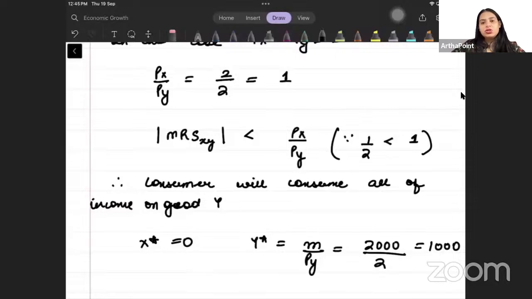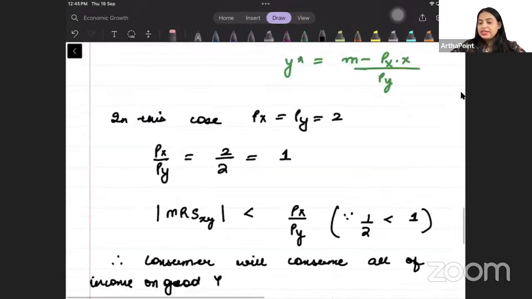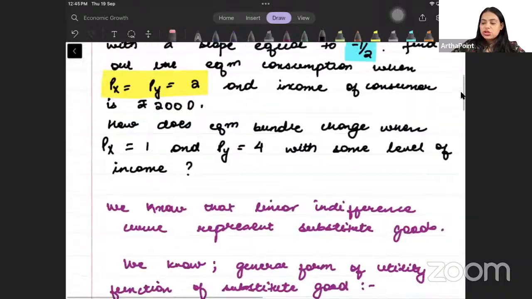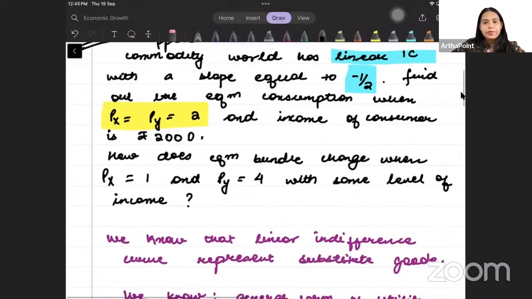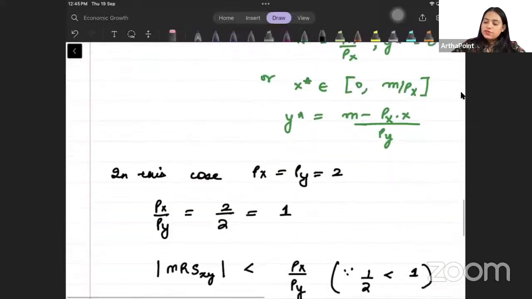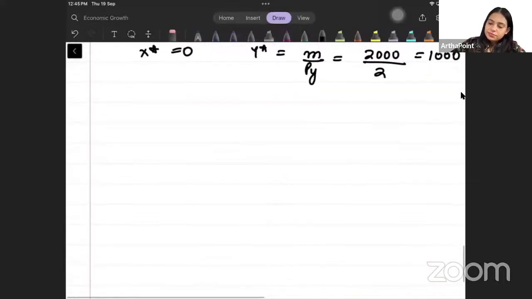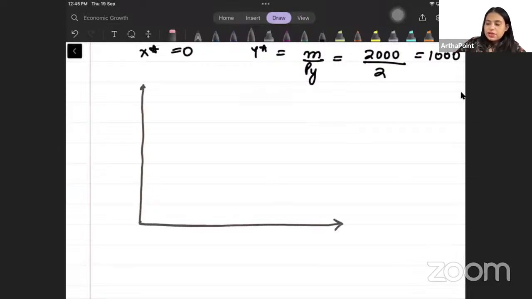So you need to make sure that you explain as much as possible. It's a 10 marks question, and this is a full-fledged explanation with nothing missing in this. Now what you can do is you can finally give a diagram. So MRS is half and Px by Py is 1. So the budget line has to be steeper. This is your budget line.